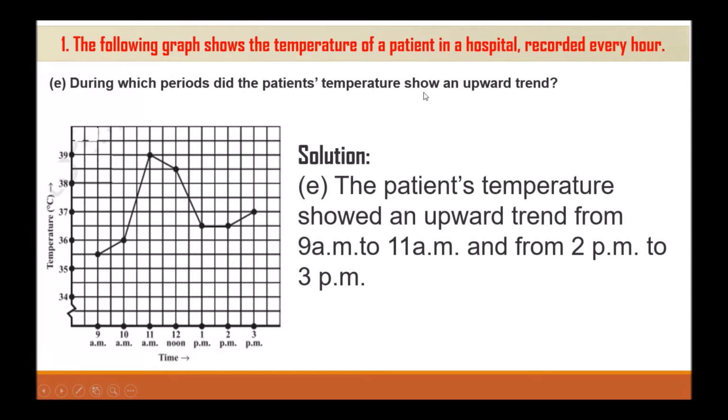During which period did the patient's temperature show an upward trend? So the patient's temperature shows the upward trend from 9 a.m. to 11 a.m. and from 2 p.m. to 3 p.m.